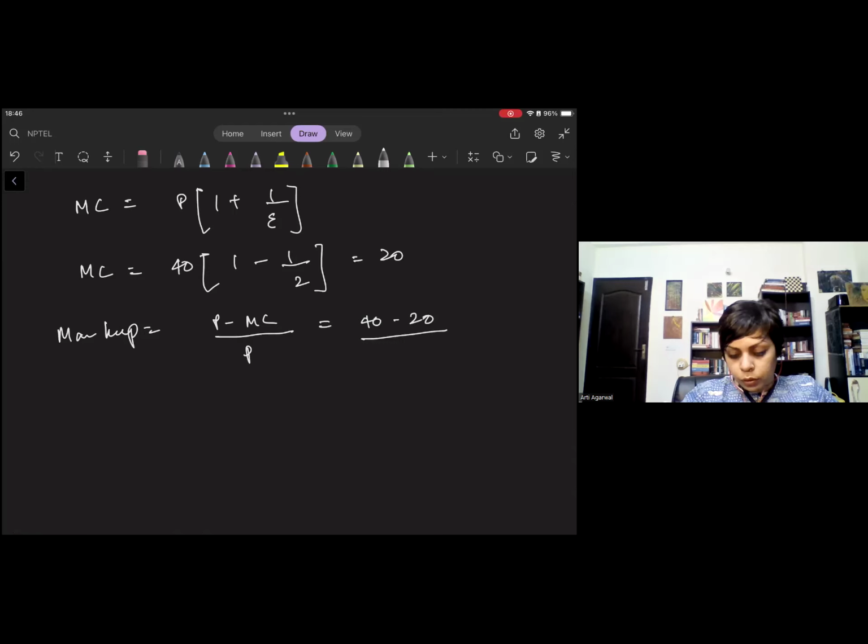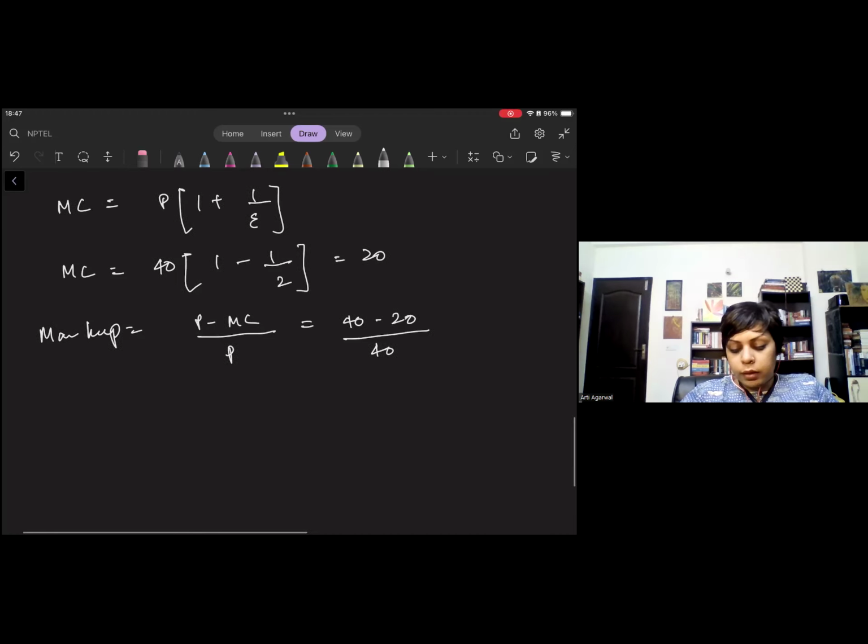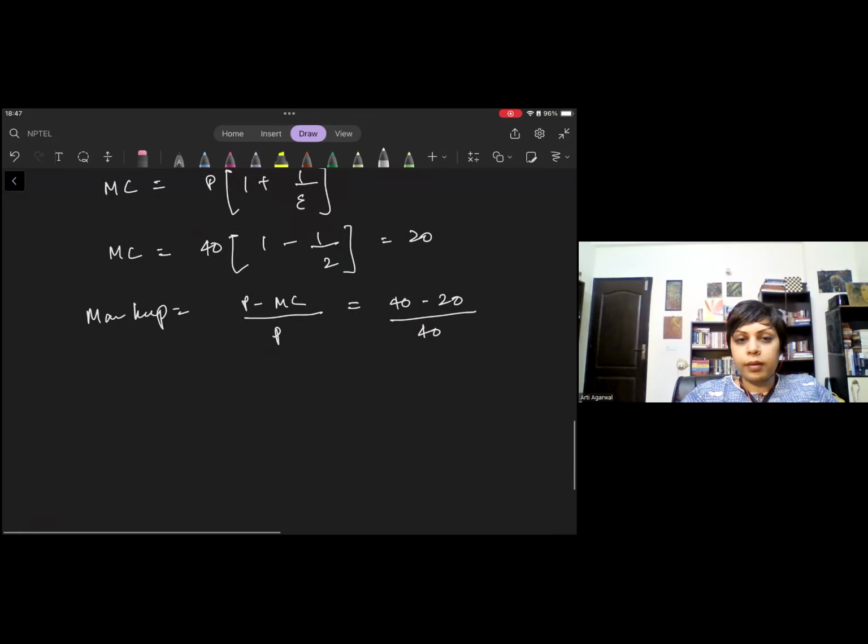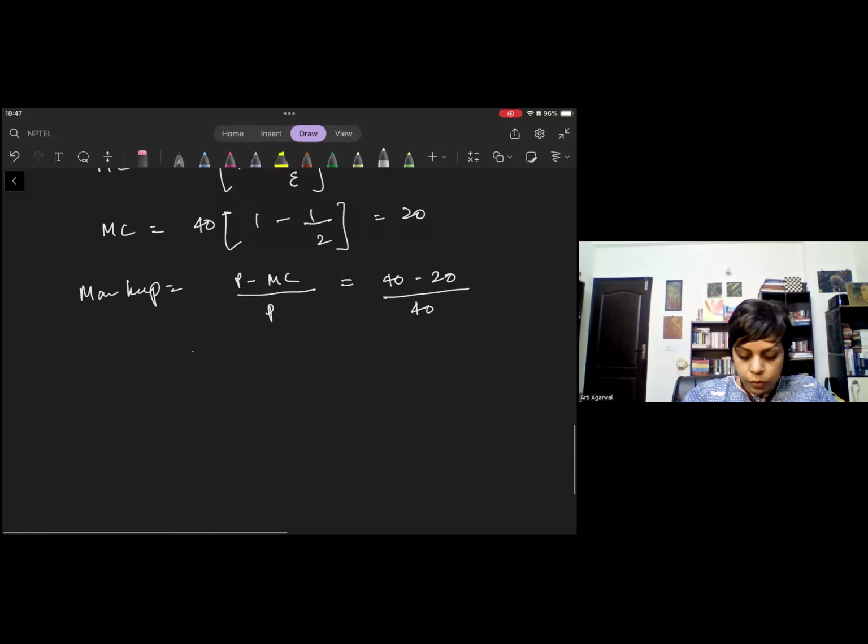minus 20 upon 40. The main confusion, which I don't know about other people, but which I generally used to have, is that for the markup, which should you be taking in the denominator, the marginal cost or the price? The price is what you always take in the denominator, because price is like a parameter. So this comes out to be half. And let me see what you're asking.